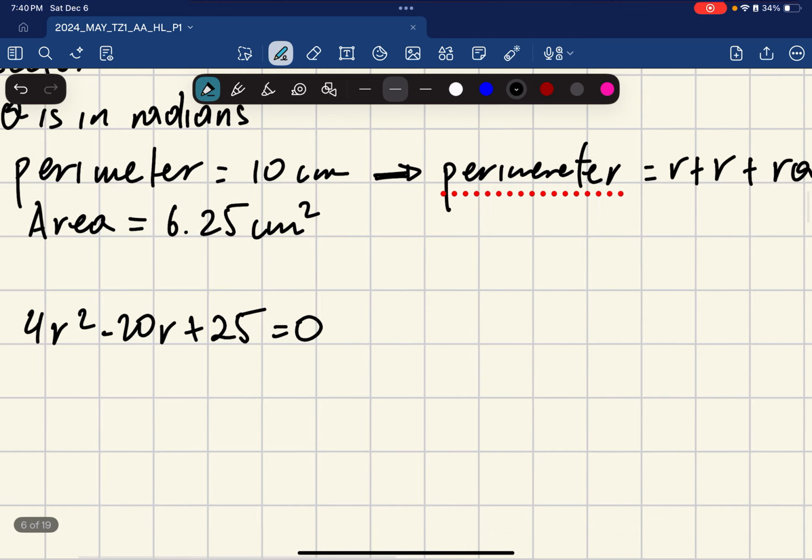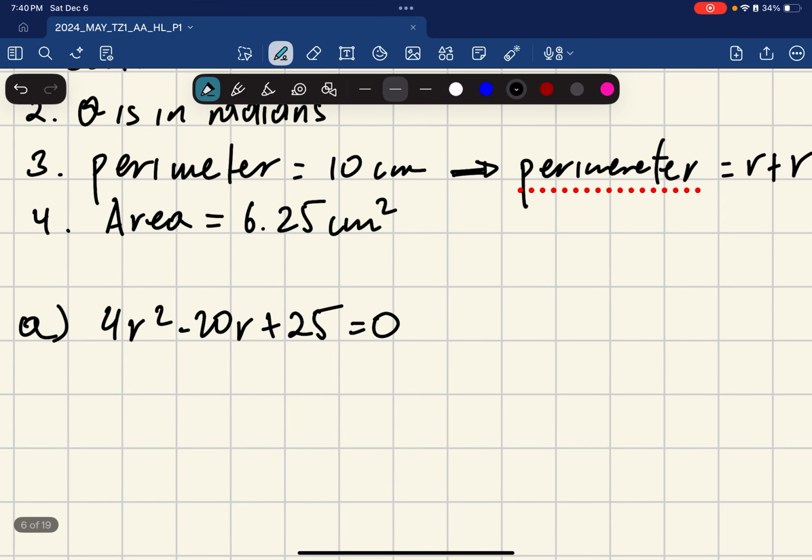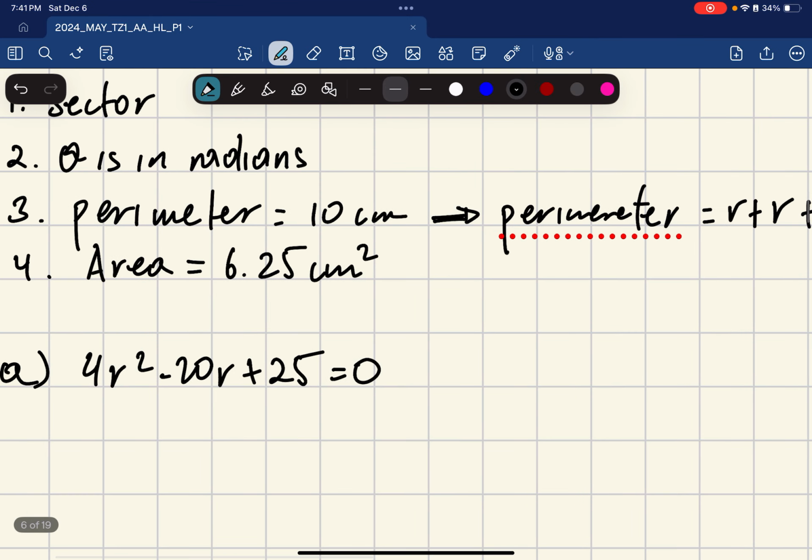Fine. Second, we're asked to find the area. We're told that the area of this sector is 6.25. Similarly, I want to figure out what this actually means. What is the actual area of the sector? How did IB come up with this answer?